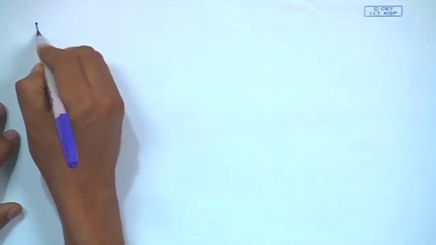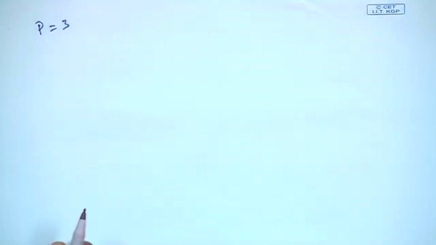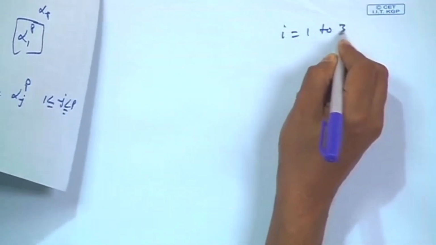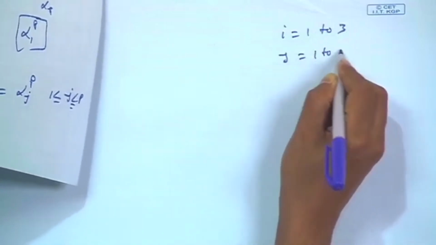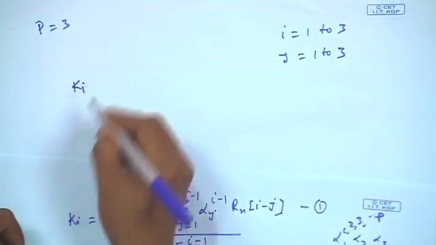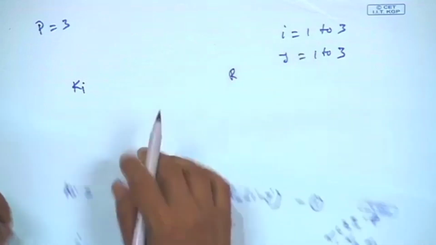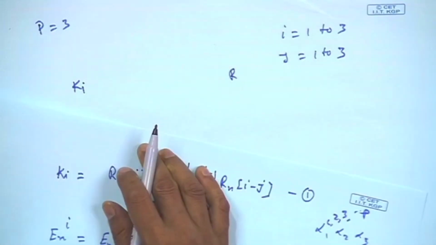So, how can I do it? Let us take a simple example. I want to find out the predictor of order p equal to 3. The order of the predictor p is equal to 3, so I varies from 1 to 3 and j varies from 1 to 3. Now, if I see k I, I varies from 1 to p and j varies from 1 to p.